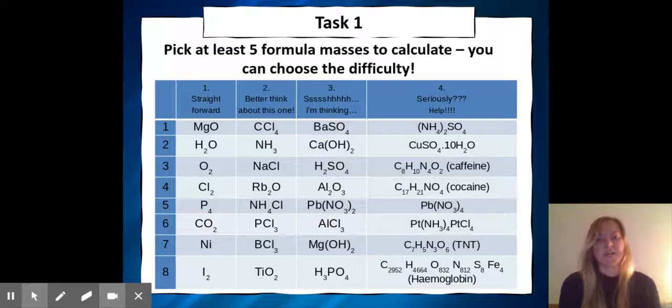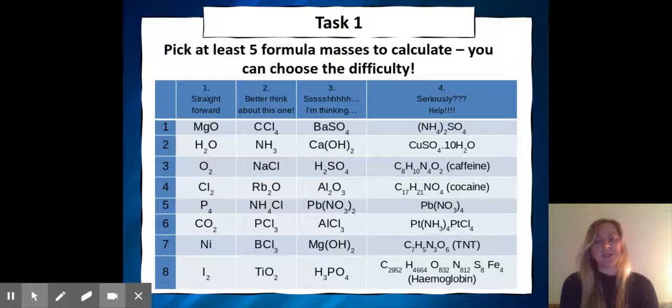Here is a task for you to go away and try. It says pick at least 5 formula masses to calculate, and you are allowed to choose the difficulty. On the left we have the very straightforward questions, and towards the right and the bottom we have extremely difficult ones. So choose them wisely.